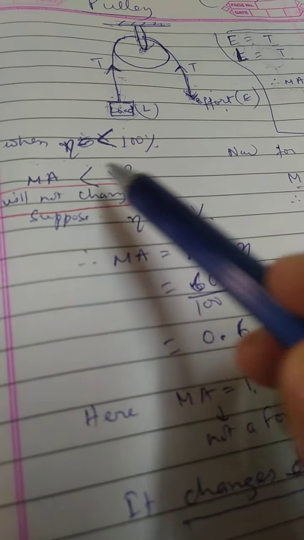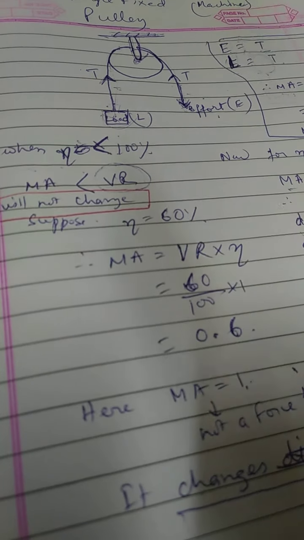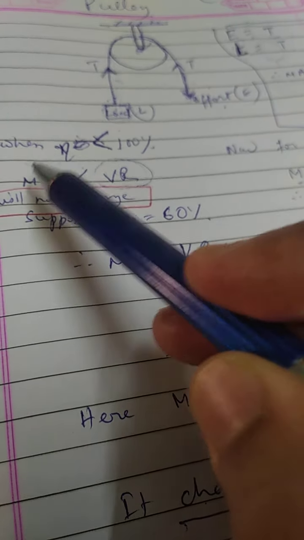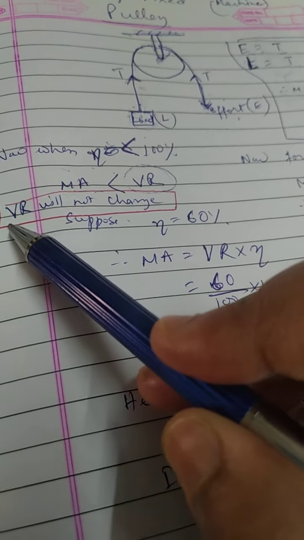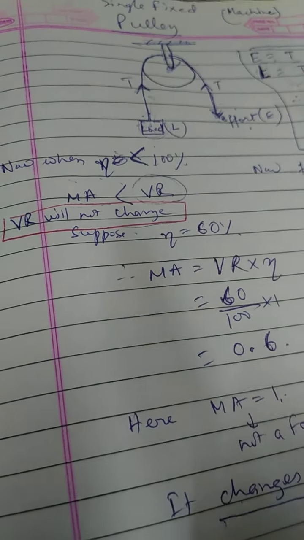So what will happen? The velocity ratio will never change. The velocity ratio will remain the same. What will decrease? The mechanical advantage will decrease. The mechanical advantage will change. Remember that the velocity ratio will not change.